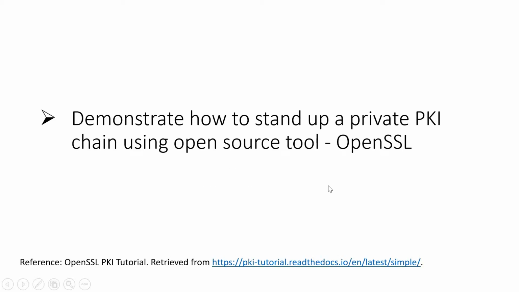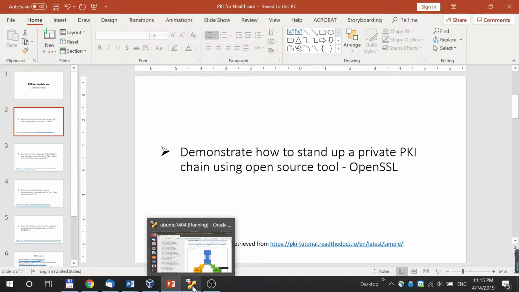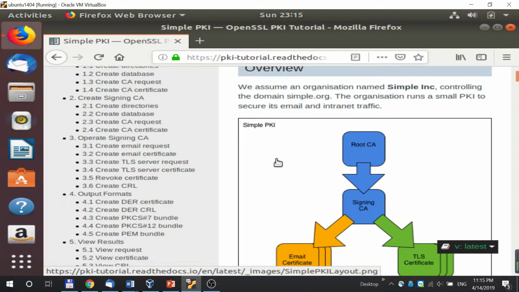First of all, I'll demonstrate how to stand up a private PKI chain using open source tools. I choose to use OpenSSL, and this is the reference. Now let's go to this web page. Here I'm going to use a Linux machine, but I have a Windows, so I'm going to use a virtual machine which installs the Linux here.